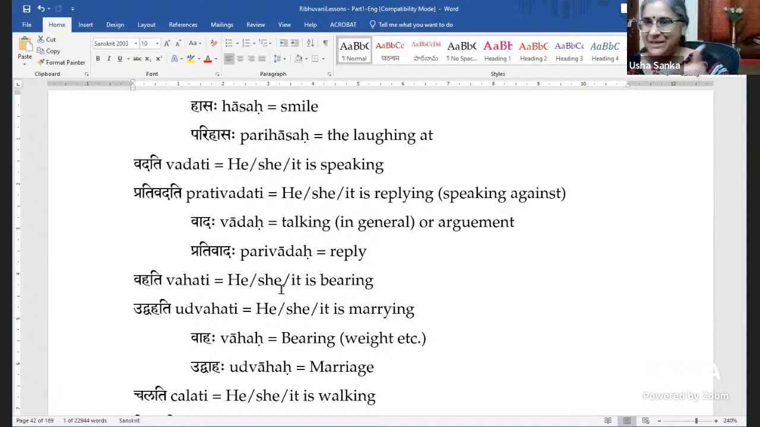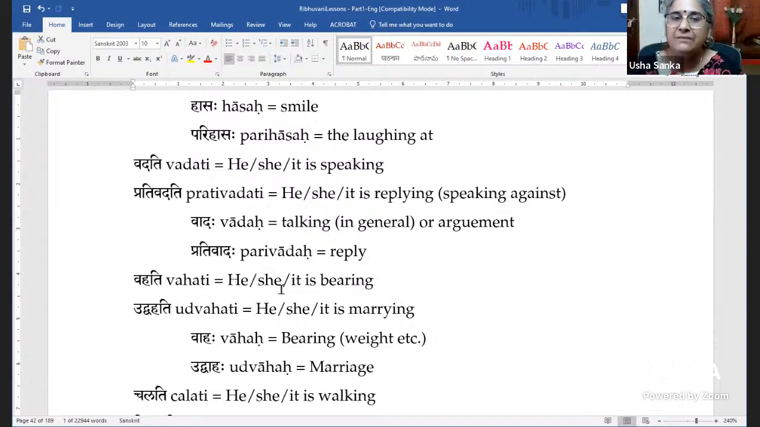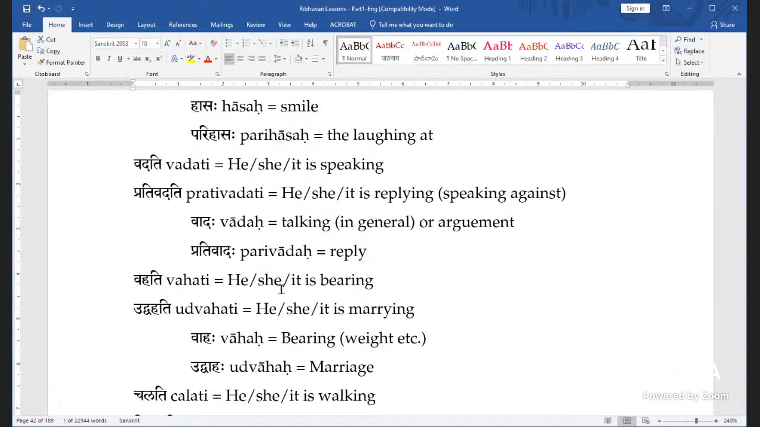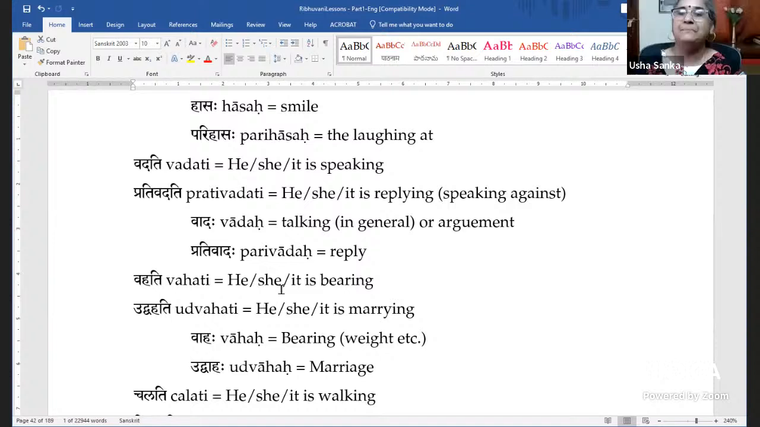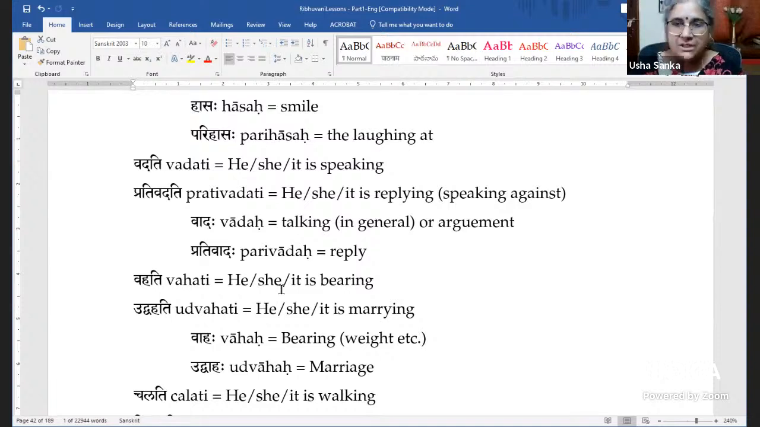Okay, so I'll explain. Vadah, from vad. So vadah, prativadah. It is also becoming a noun. It's taking that aha suffix, which makes it a noun. The suffix is not changing, but the prefix has changed. That's what I thought. Prefix is changing. Good point.